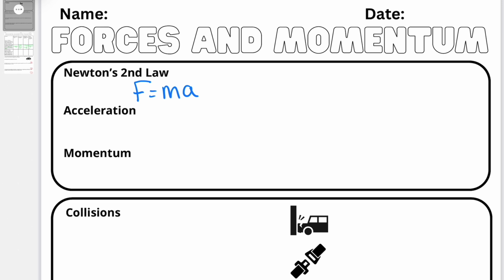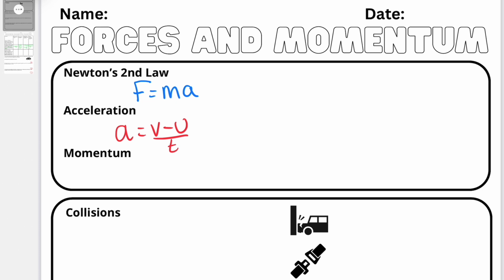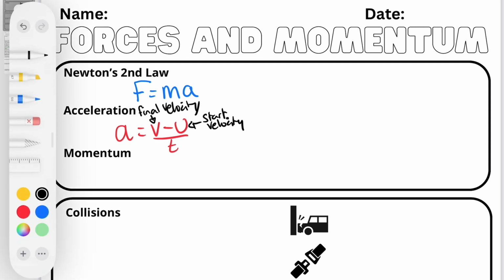Now the next one is acceleration. Once again, the video should be in the top right if you haven't watched that already. This one is a equals v minus u divided by t. A is obviously acceleration. V is your final velocity, so the velocity at the end. And u is our start velocity, which you'll also hear called initial velocity. Then t is time. You should be fine with that one.